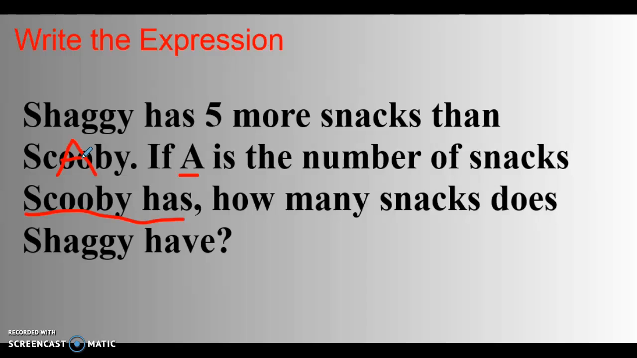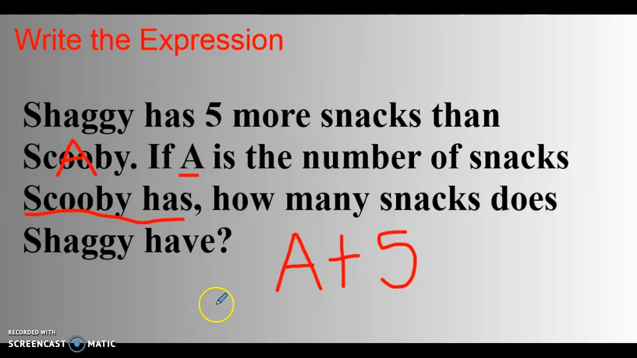Okay, now to show how many Shaggy has, it says Shaggy has 5 more snacks than Scooby. Or Shaggy has 5 more snacks than A. So 5 more than A would be A plus 5. 5 more than Scooby. Scooby's amount is A, so 5 more than A represents how many Shaggy has.